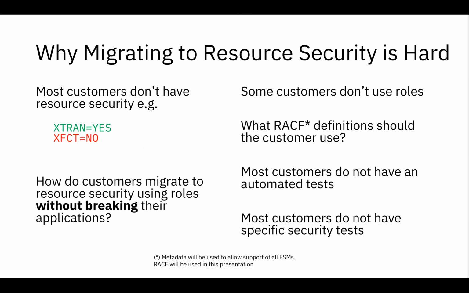So how do we try and encourage and help customers move into a model where you can use groups, you can use resource security? So as I say, customers at the moment have this as their setup, and we want to go to nextran equals yes, and file control equals yes, and whatever other data sources equals yes, so that you've got security checking done on those setups. But obviously, you don't just switch on the parameters, you've got to get the security definitions correct. So how do we enable customers to migrate to that resource security without breaking their applications?